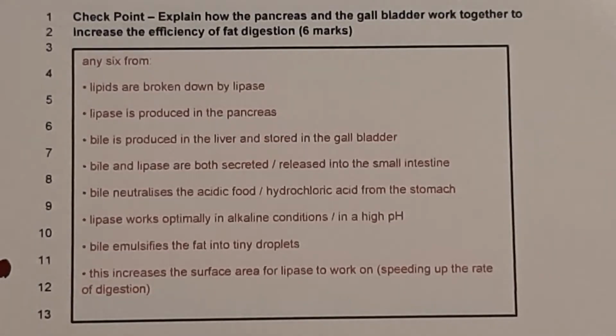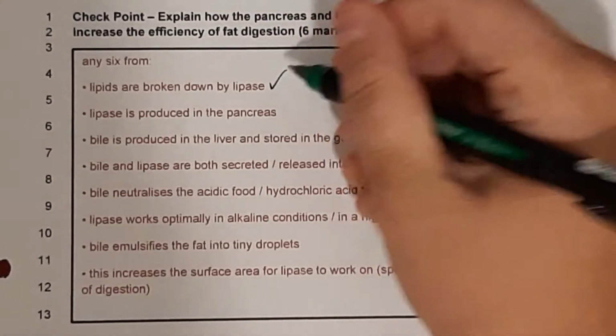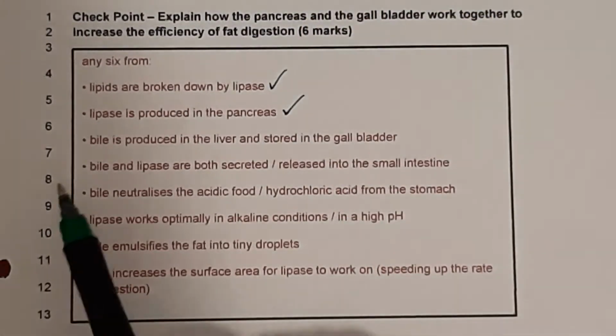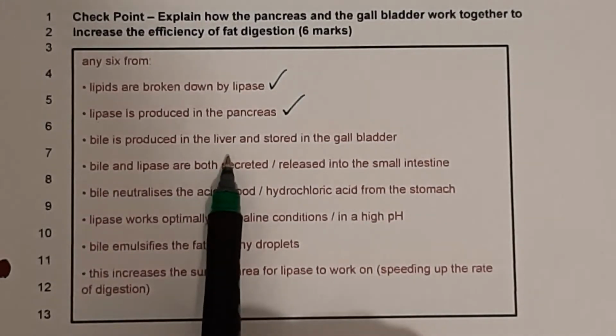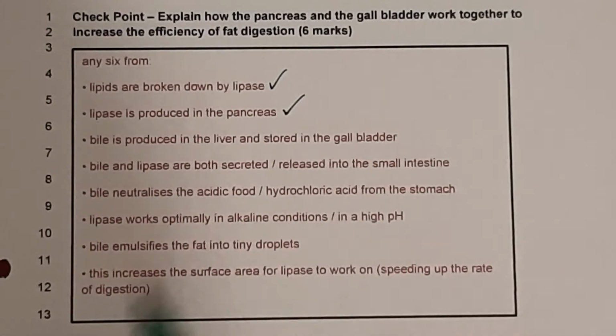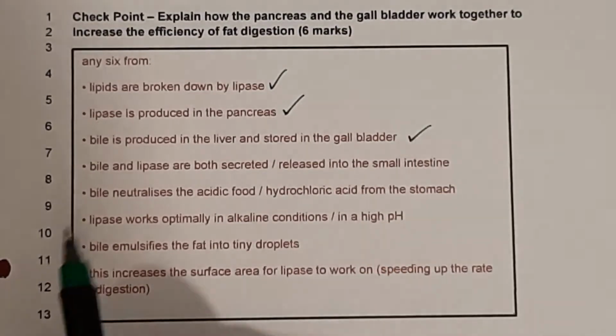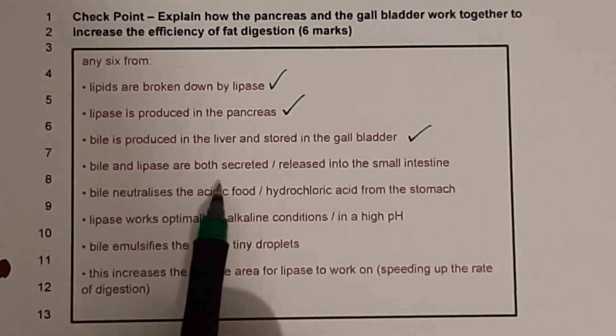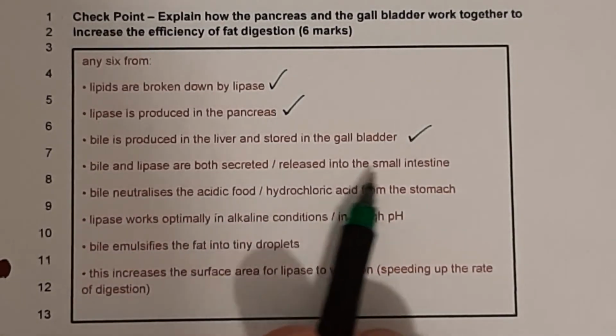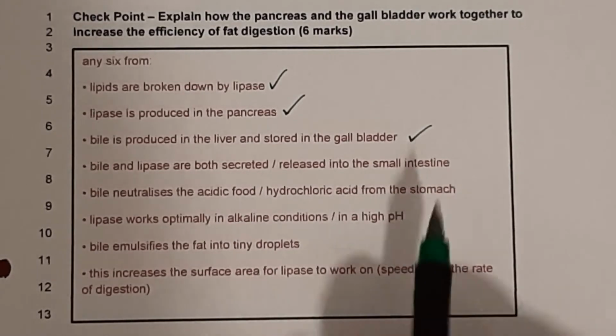Okay, let's go through that then. So there are any 6 of these things that are written here you can have. So you could say that lipids or fats are broken down by lipase. You could say that lipase is produced in the pancreas. You could say that bile is produced in the liver or that it's stored in the gallbladder. You could say that bile and lipase are both secreted or released into the small intestine.